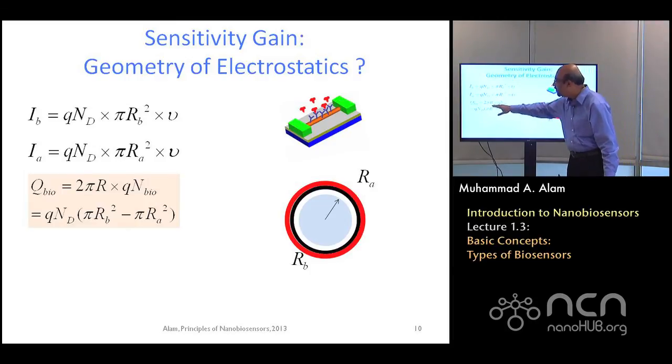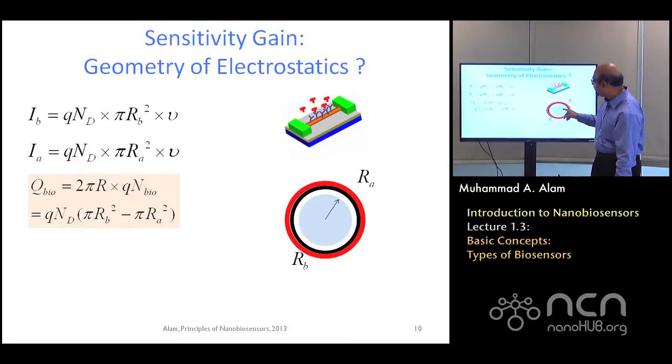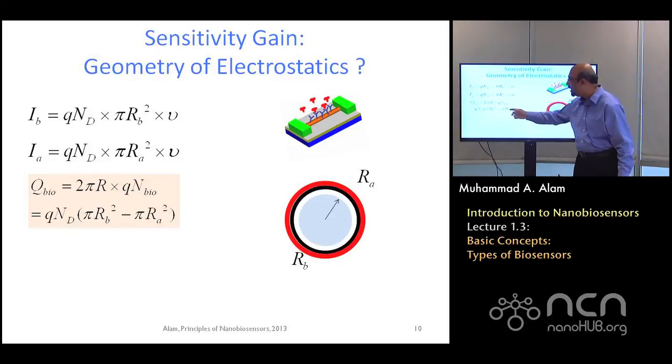Now that charge must be equal to the amount of charge that has been depleted, because the charge must balance. So the red and white should be equal in area, and this is the statement of that fact, that the difference annulus is equal in both cases.